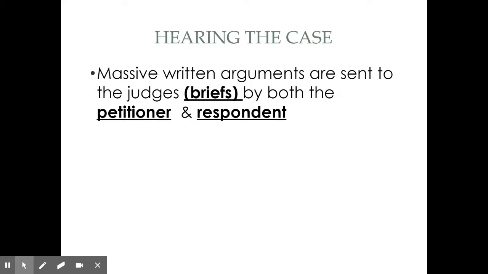And you could argue that even having cameras in the courtroom wouldn't be all that interesting because, again, it doesn't run like a typical court case. Most of the arguments happen before the actual hearing.